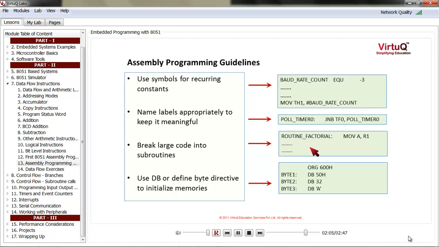Apart from these, when you are initializing bytes in the memory, you can use the db or define byte directive. In this case, the assembler will make sure that the appropriate code is generated to initialize the memory, and in these cases explicit move instructions will not be required, so your program will be more efficient. These are some of the assembly program guidelines, and if you follow these, your code will be easier to follow and read. Later on, we'll come back to more performance guidelines which will help you to improve the overall performance of the code.